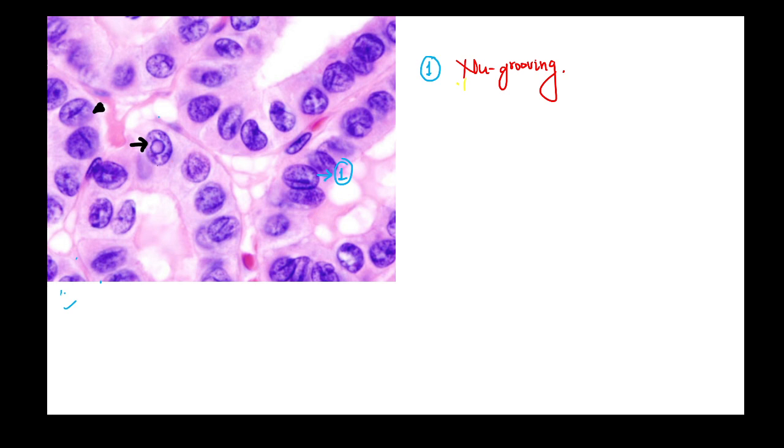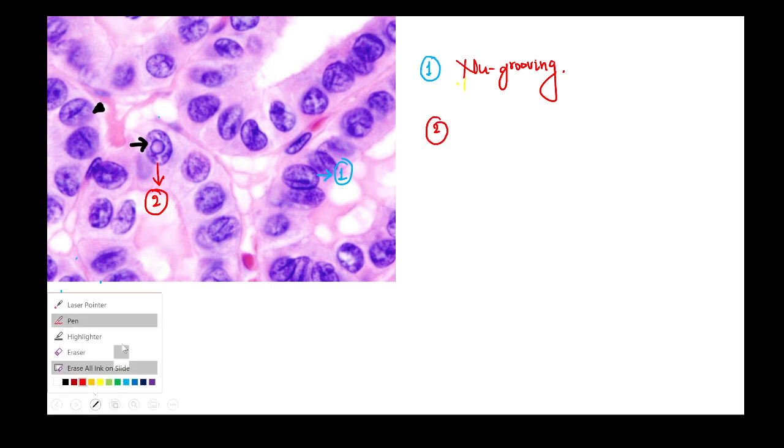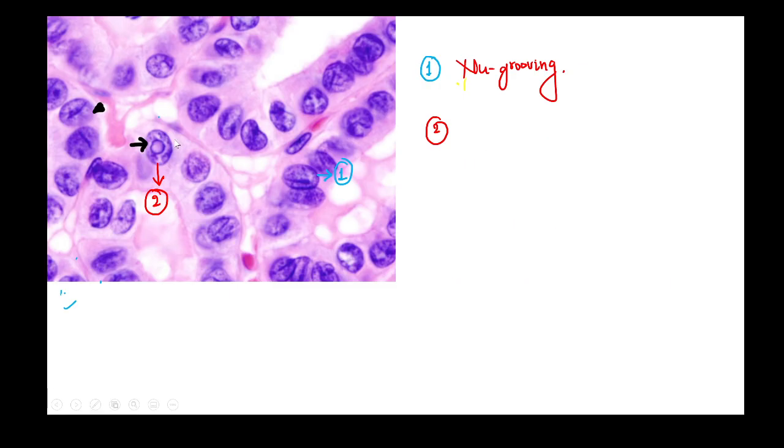Now I am showing you this as number 2, right? So what is number 2? In number 2, you can see there is cytoplasm which is coming inside, right? Cytoplasm from here is coming inside, so cytoplasm is coming inside and they are forming pseudo inclusions, right? So these are called pseudo inclusions. So now you understood nuclear grooving, pseudo inclusion, Orphan Annie eye appearance.